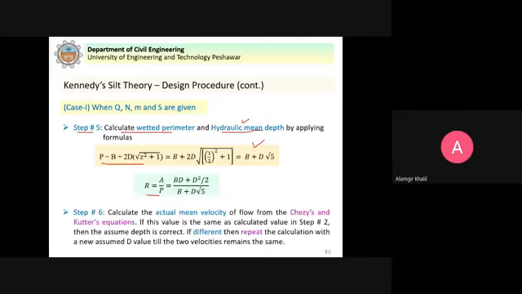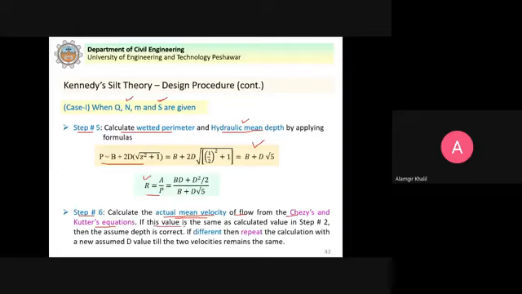Now step number 6 is that we will calculate the actual mean velocity of flow from the Chezy and Kutter equations. Now we have the hydraulic radius, we have the rugosity coefficient, we have the longitudinal slope, so we can calculate the Chezy C from the Kutter equation, and then in the Chezy formula we have the C, we have the hydraulic radius, we have the longitudinal slope, so we can again calculate the actual mean velocity.